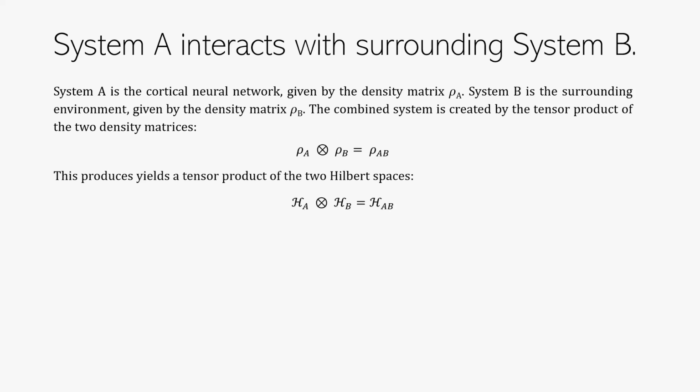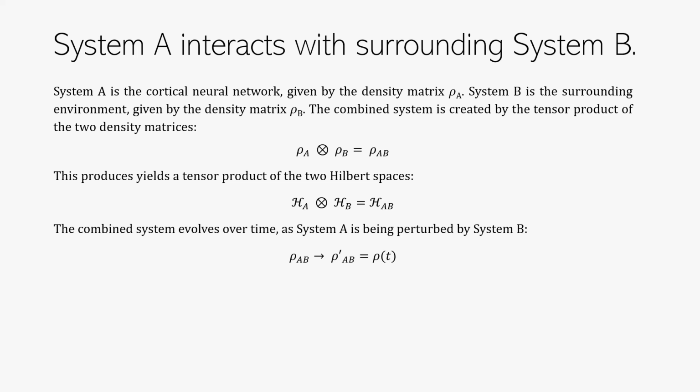And we want to model the combined system created by the tensor product of these two density matrices. And in doing so, we find the tensor product of the two Hilbert spaces, the vector space of the combined system. And what we want to do is identify how that combined system evolves over time, as system A is being perturbed by system B. And what we'll find is that without significant energy dissipation to the surrounding environment, system A acts as a heat sink and uses the energy acquired from system B to drive computational work. And that work will happen over time t.